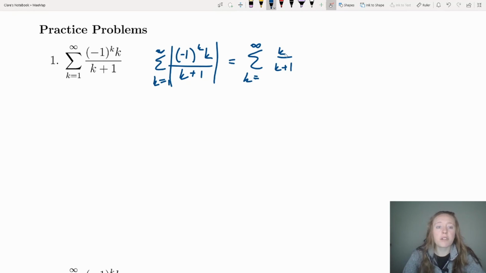Now, does this converge or diverge? Well, we need to pick a test to try it out. Our other ones so far on this worksheet have been simple because they've all come out to be p-series or geometric series.